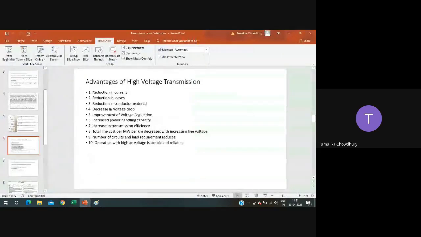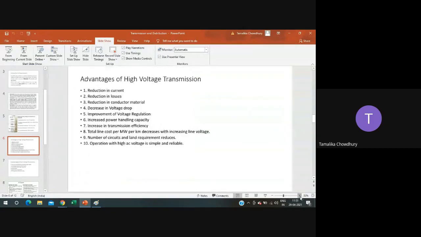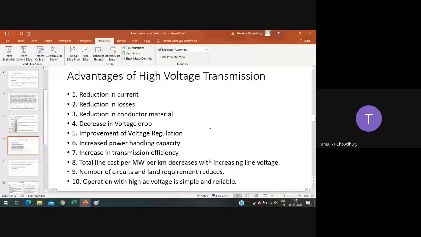Now, the third point, the reduction in the volume of conductor material, I just proved with the derivation. The next is the decrease in voltage drop. What is the relation between voltage drop and high voltage? That I'll explain again.